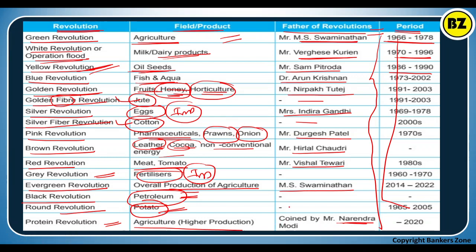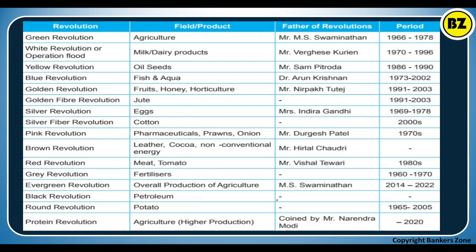Okay, I am going to explain this again in a shorter way, covering which are important. See here, the green revolution, important for agriculture, MS Swaminathan, and white, also called Operation Flood, milk or dairy, Verghese Kurien, both are important. Apart from that, yellow is nothing but seed, Sam Pitroda is also important. Then remember golden fiber is jute and silver fiber is cotton. Then the gray revolution, important for fertilizers. Apart from that, black is important for petroleum.